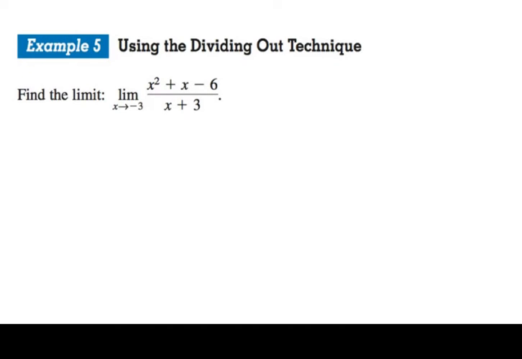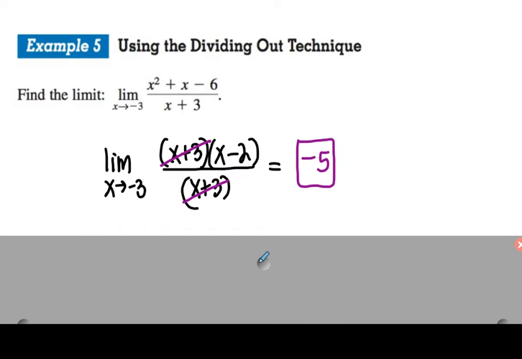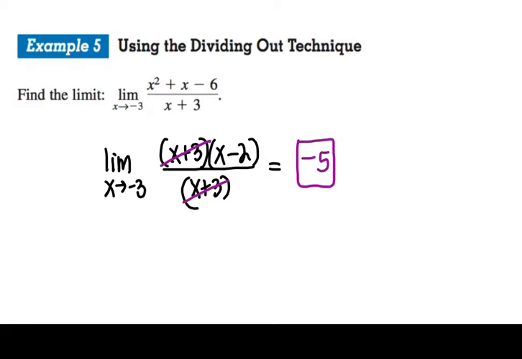Here's another one for you to try. It does say example, but I think that you can try it. So let's try this one. Press pause, and we'll see if you've really got it. And if you do, you're going to be feeling really good about yourself. And welcome back. And if you try this one and you got -5, you got it correct. We factor, we get rid of the problem in the denominator, and then we do direct substitution.